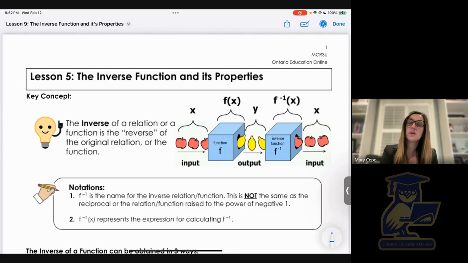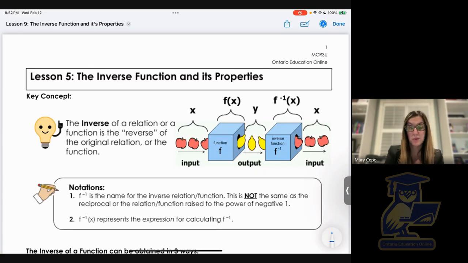In this lesson, we will explore the concept of inverse functions and apply properties of inverse functions to solve problems. So before we start, we want to look at what is an inverse. The inverse of a relation or a function is the reverse of the original relation or the function. So let's bring us back to the machine concept.